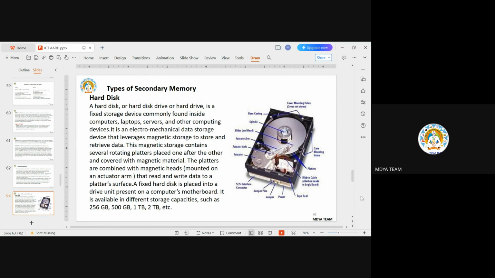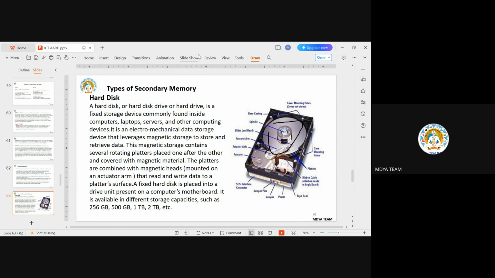This magnetic storage contains several rotating platters placed one after another. As you see in the diagram, there are some circles. These circles are called platters, and they are placed in the hard disk. We can differentiate SSD, solid state drive, from the hard disk drive. There are platters present in the hard disk, and they are rotating. They rotate when the data is stored in the hard disk. They rotate with this arm.